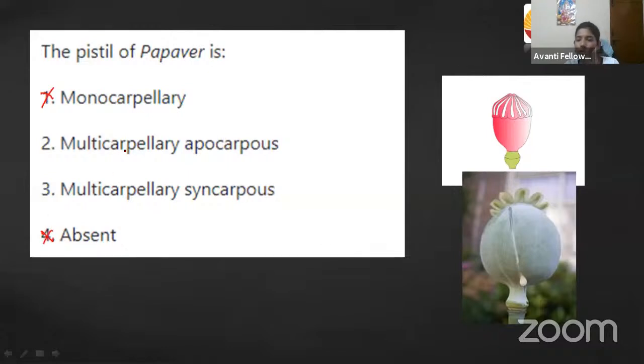So you have two options: multicarpellary apocarpus and multicarpellary syncarpus. Most of you said there is a confusion between apocarpus and syncarpus. So multicarpellary apocarpus is where the pistils are free, but multicarpellary syncarpus is where the pistils are fused. In this image, you can see the pistils are fused. That is why the correct option is multicarpellary syncarpus.